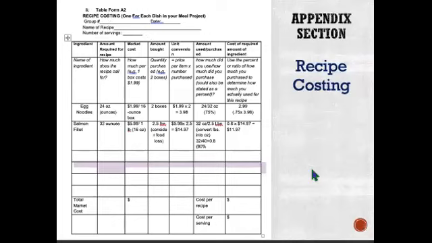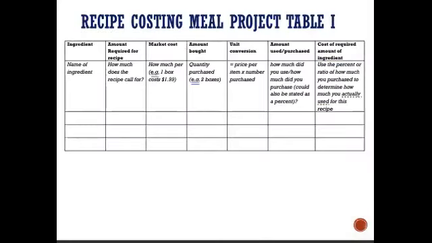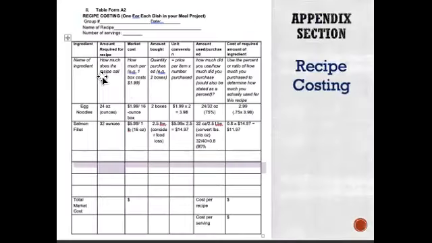You're going to have to create one table for each recipe that you're going to be using in the dishes of your meal. Some of you are going to be making 3 dishes, some of you are going to be making 4, depending on how big your group is. If you are 3 members, you're going to be making 3 dishes, and if you are 4, you're going to make 3 dishes plus 1 extra side dish.